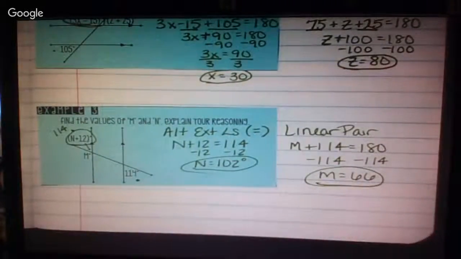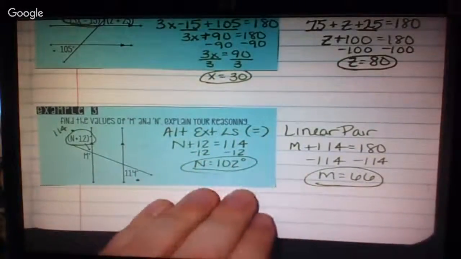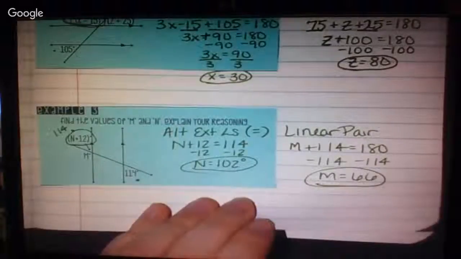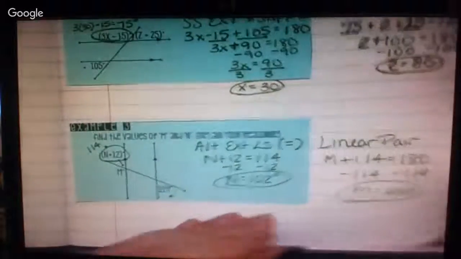I could have also done m plus 114 from the other one and called them same side exterior angles and used that. So there are multiple ways to solve some of these. Okay, but you really have to sit there and deduce, what do I know about this shape? What do I know about these angles? Okay, it's not going to be easily spelled out for you all the time.